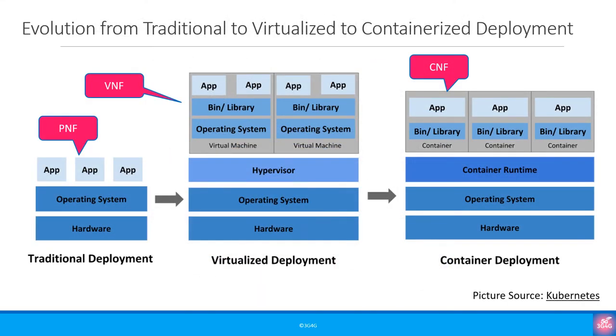As discussed in our earlier videos, the industry is in the process of transitioning from traditional physical network functions to virtualized and containerized network functions. While virtualization can help with resource pooling in CRAN, containerization is essential for going to a cloud-native architecture, which is a must for Cloud RAN.